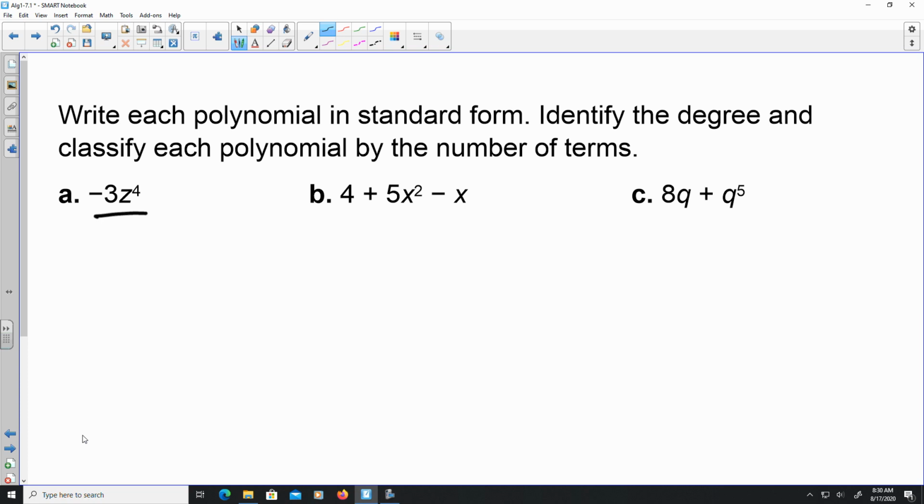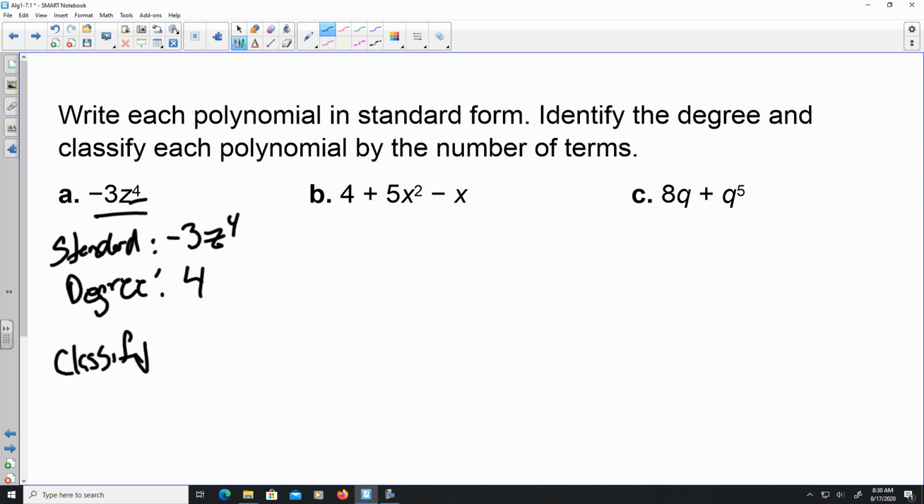Identifying the degree, looking at the variable, it's raised to the fourth power. So the degree is 4. Does it ask for lead coefficient? Nope, it doesn't. So standard form, I'll just rewrite it again. And the classification, since it is one term, we are going to call this a monomial.